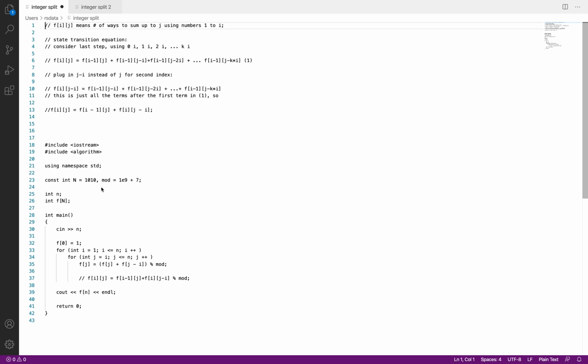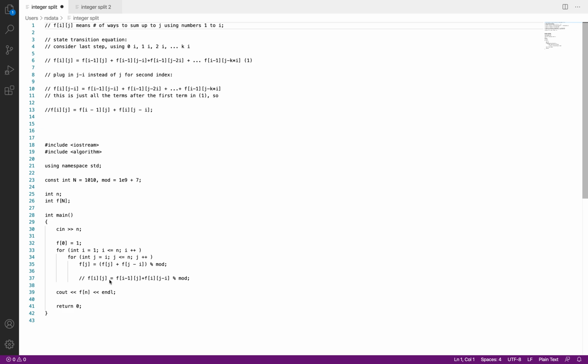So you define the constants and then read the number. F[0] is 1. So for i from 1 to n, you do j equals i to n, and then use this particular equation to do the state transition to calculate the number of ways of splitting up the integer.